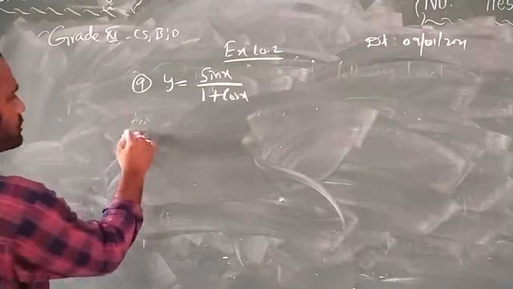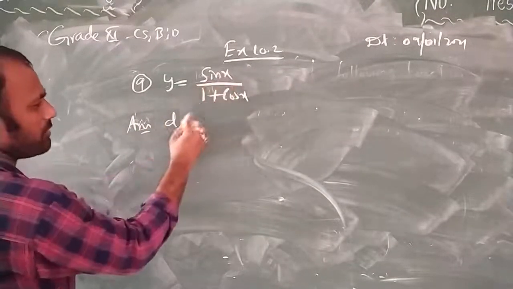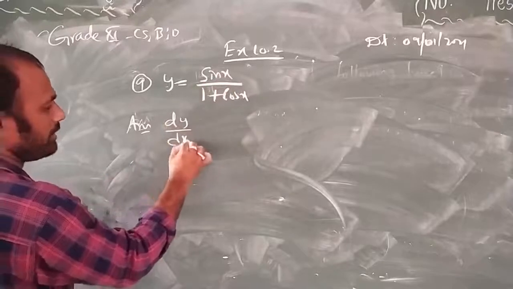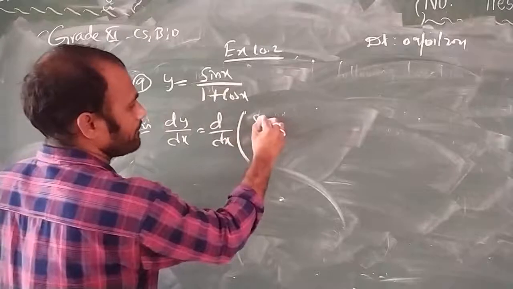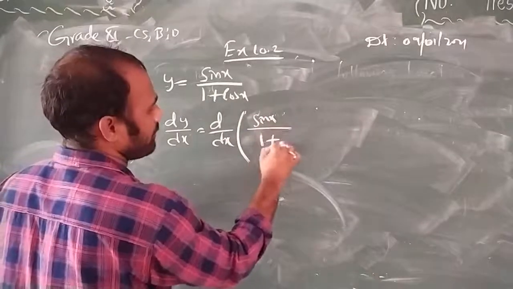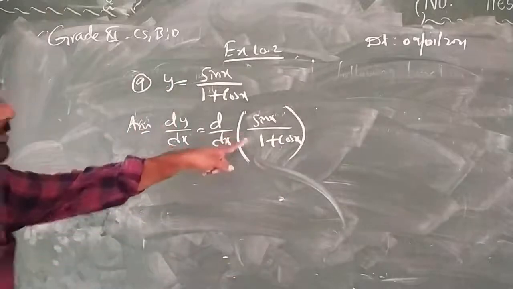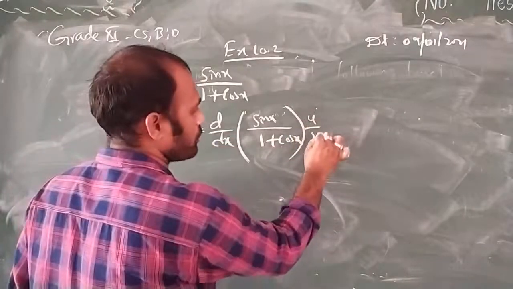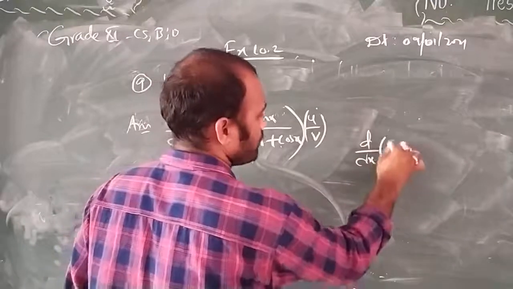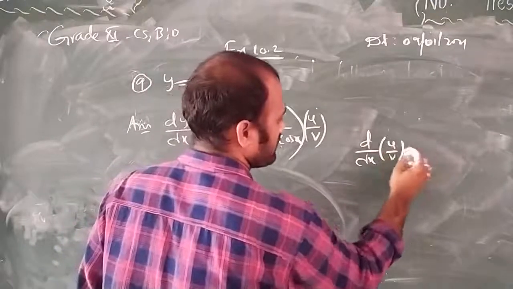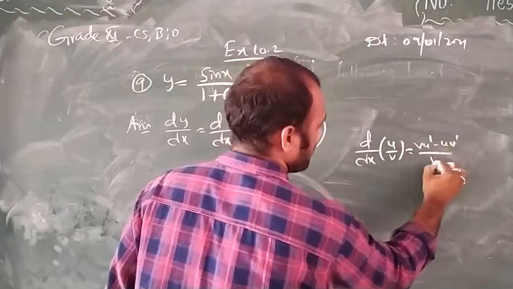Next, let us see the ninth question. So we need to find the derivative of y is equal to sin x by 1 plus cos x. dy by dx is equal to d by dx of sin x by 1 plus cos x. So it is in the format of u by v, so the quotient rule we are applying. That is, d by dx of u by v is equal to v u dash minus u v dash divided by v square.